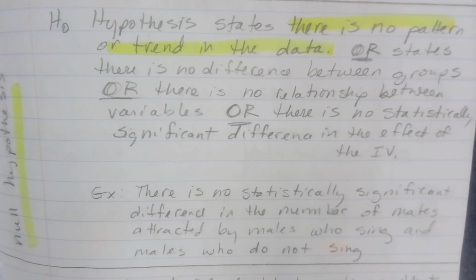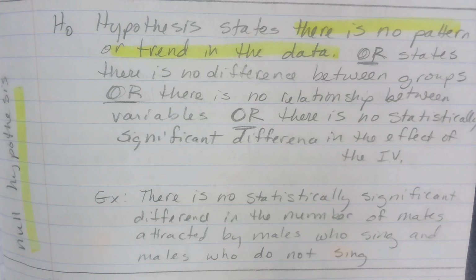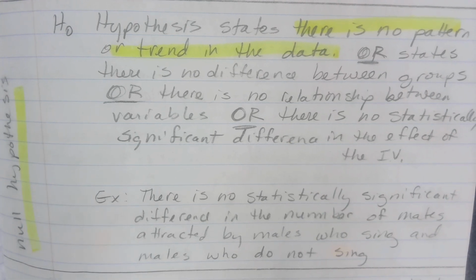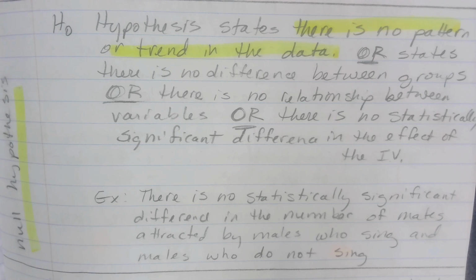So an example of how we might write a null hypothesis: there is no statistically significant difference in the number of mates attracted by males who sing and males who do not sing. So we can go ahead and set this up and test it. We have males that have a song, songbirds that have a song and males that do not. Count the number of mates that they attract, run analysis, see if those numbers are statistically significant.